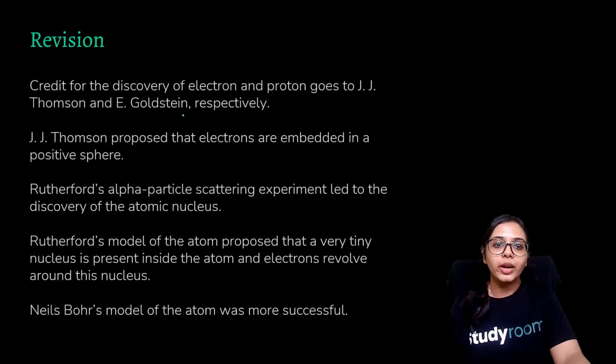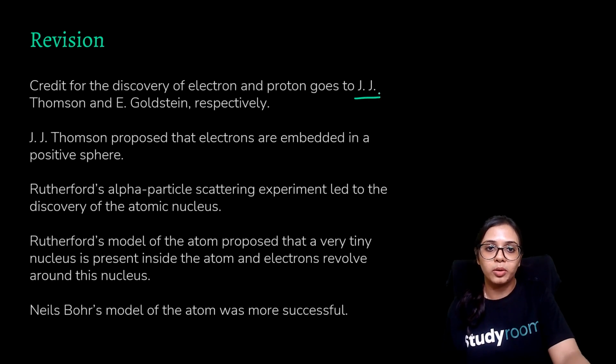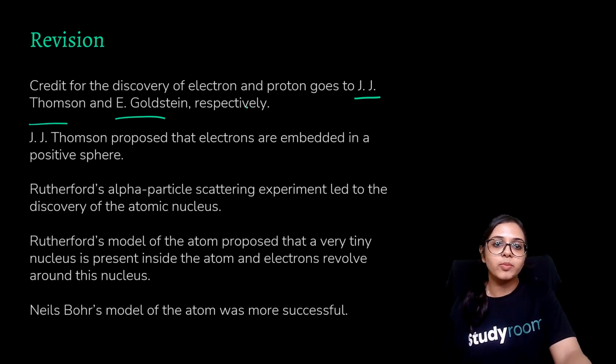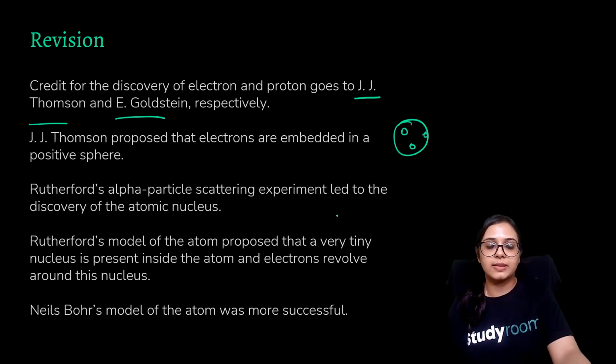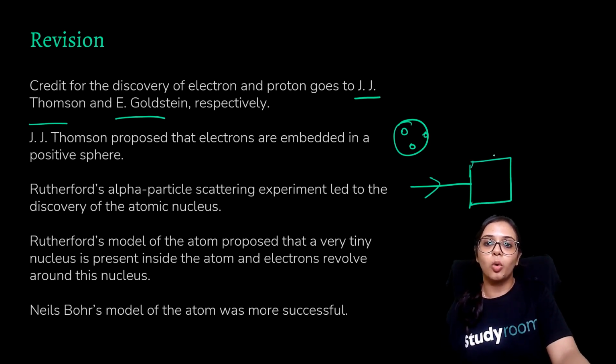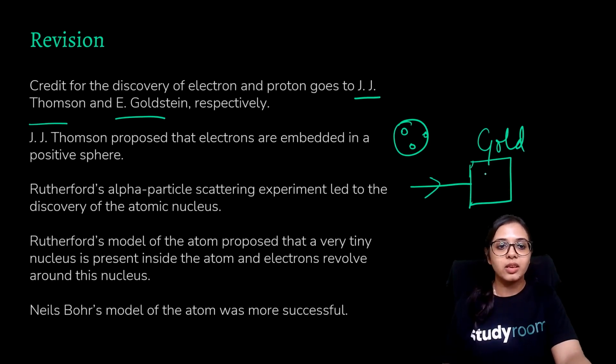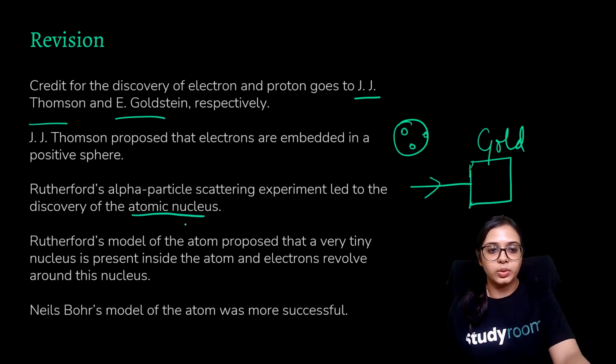Very quickly, credit for the discovery of the electron goes to J.J. Thomson, Goldstein for the proton, and for the neutron we have Chadwick. J.J. Thomson proposed that electrons are embedded in a positive sphere, the Christmas pudding model. Rutherford's alpha particle scattering experiment led to the discovery of the atomic nucleus, where he bombarded a thin gold foil with alpha beams. With this experiment, he concluded that there is some positively charged atomic nucleus.